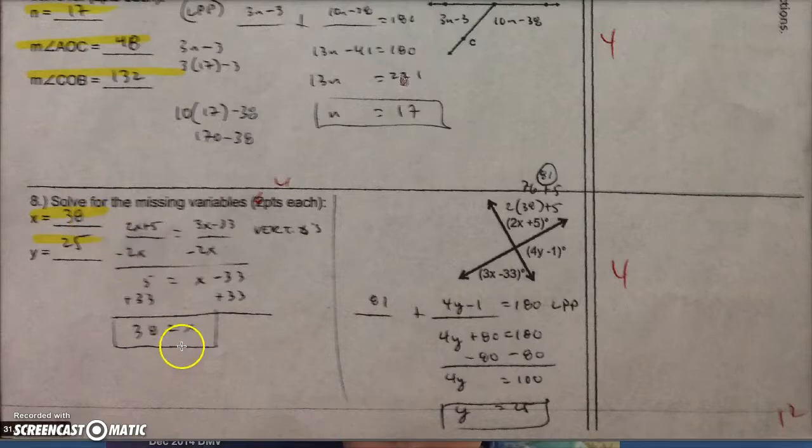Take x is equal to 38, substitute it back into your picture, and you will get this whole angle here is 81. So 81 plus 4y minus 1 equals 180. Linear pair postulate. Combine like terms there, the constants, you'll get 4y plus 80 equals 180. Subtract 80, you get 4y equals 100. And divide by 4, and you get y equals 25.